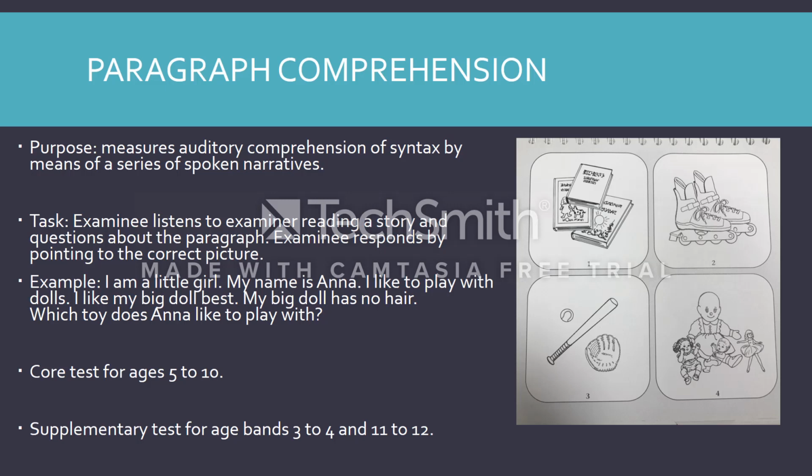So an example is, I am a little girl. My name is Anna. I like to play with dolls. I like my big doll best. My big doll has no hair. And so the question is, which toy does Anna like to play with? So from these pictures, the child should answer with number 4. And this is a core test for ages 5 to 10 and a supplementary test for age bands 3 to 4 and then 11 to 12.